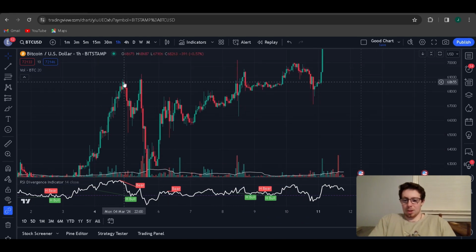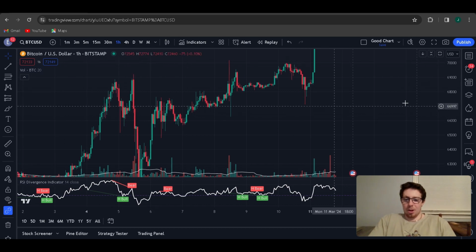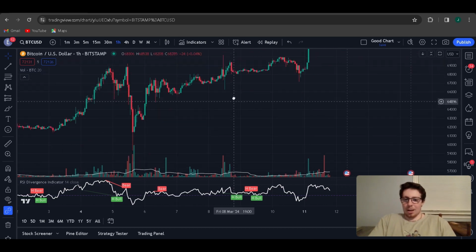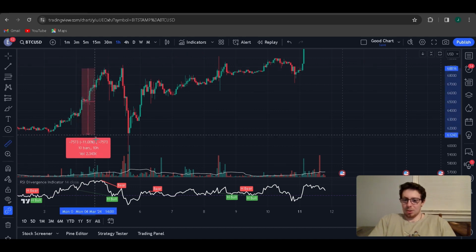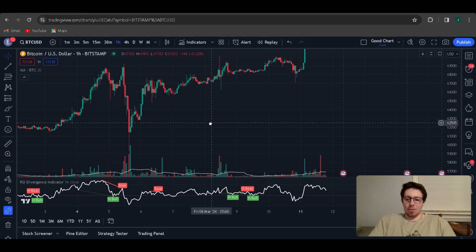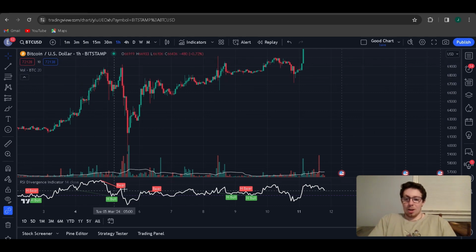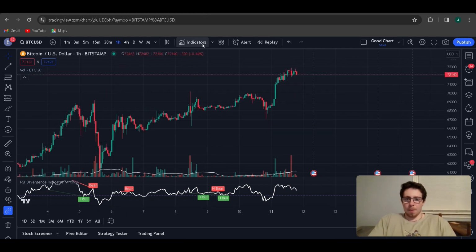As you can see, this divergence here, the price went up as the RSI went down, which led to that massive sell-off that we saw earlier. I think that was like 15% or something like that. Yeah, nearly 15% drop. So if you had caught that divergence here on the 1 hour time frame, then you might have been able to make a good amount of money there.